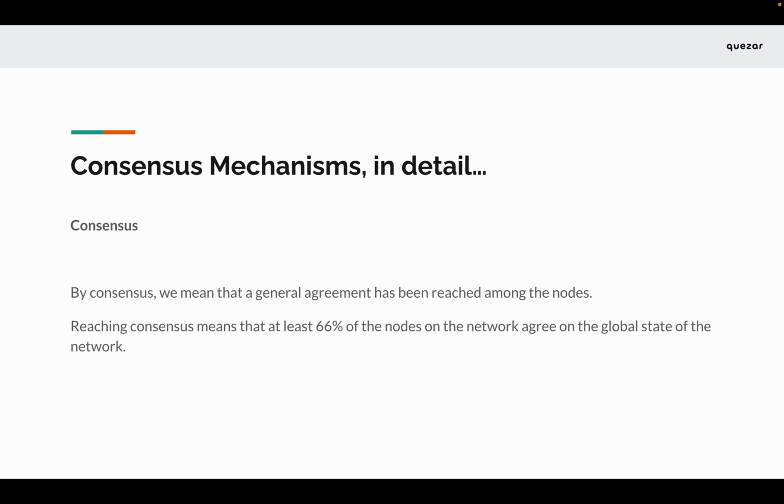In this video, we'll cover consensus mechanisms in detail. So let's start by understanding consensus. What is consensus? By consensus, we mean that a general agreement has been reached among the nodes. And usually this means that at least 66% of the nodes on the network agree on a common state of the network. And that eventually becomes the global state of the network going forward.